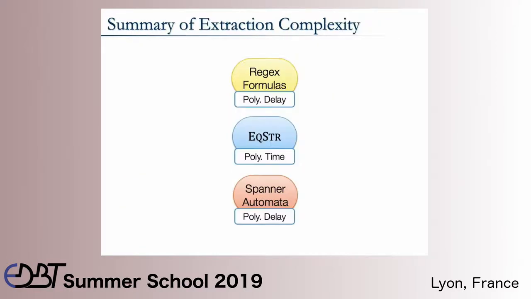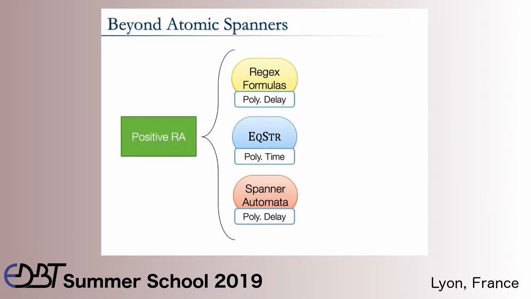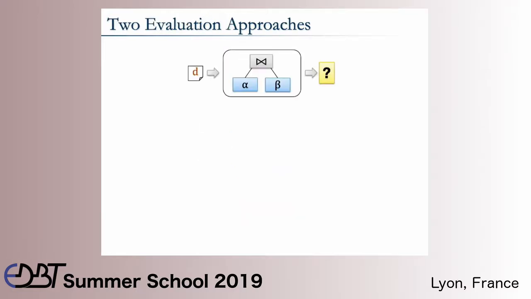Okay? So now, if we have these classes of primitive extractors, Regex formula, spanner automata, string equality, they are all computable with polynomial delay. What happens when we're adding the algebra? Well, here when you do algorithmic design, you have two approaches of how to attack this problem. How do I come up with an algorithm for evaluating, say, the join of two spanners?